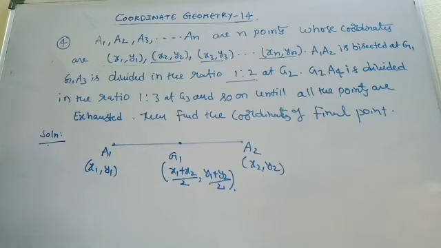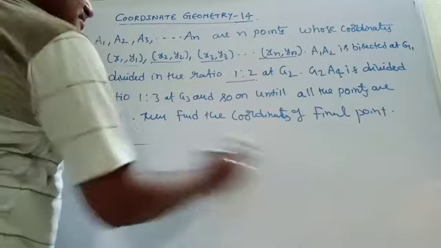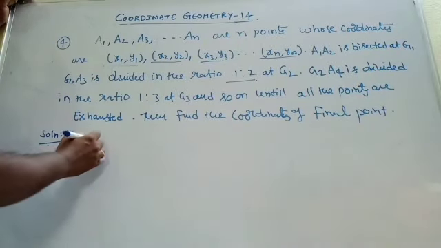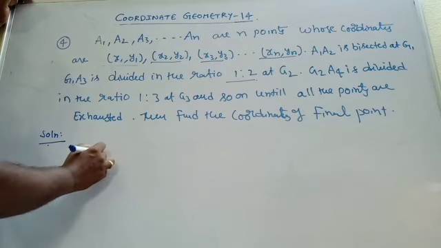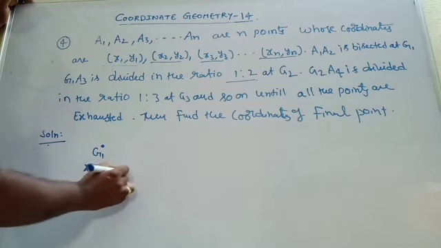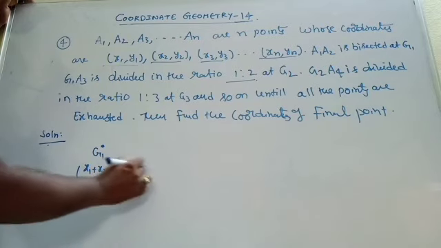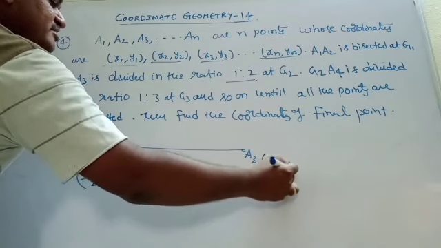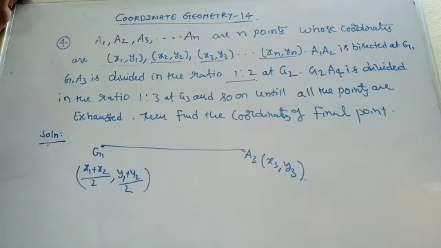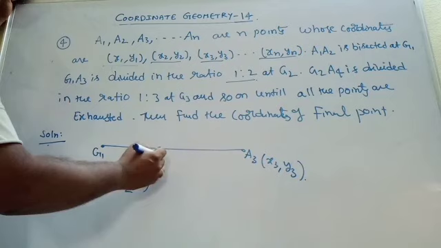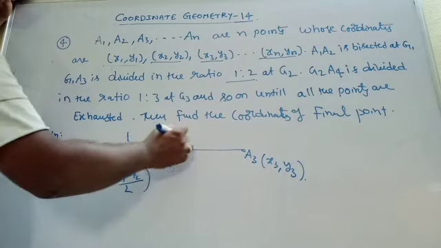Once we have got Z1, which is G1, now G1A3. G1 is ((x1 plus x2) by 2, (y1 plus y2) by 2), and A3 is (x3, y3), right? And this is divided in the ratio 1:2 at G2.